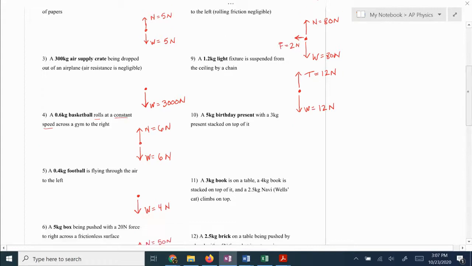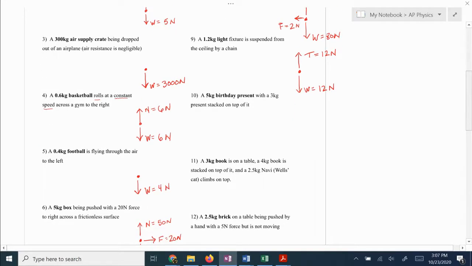We have a 5 kilogram birthday present with a 3 kilogram package stacked on top of it. Okay, so this is where it's going to start getting a little bit interesting. Let's think about this. We have the birthday present, probably sitting on the table or ground or something. Then there is another 3 kilogram one stacked on top of it. So think about the forces. Obviously we have gravity, the weight force, which is equal to 50 newtons, 5 times 10.